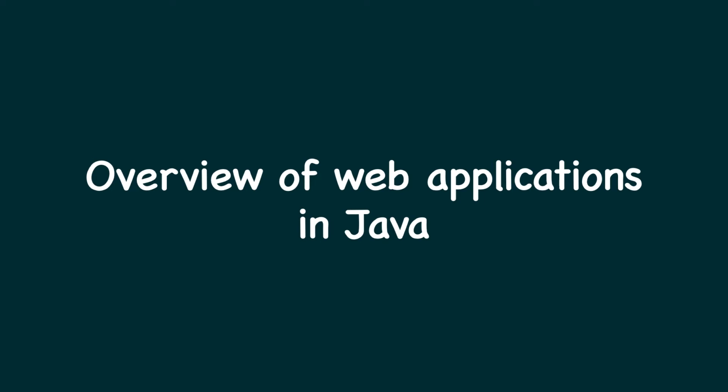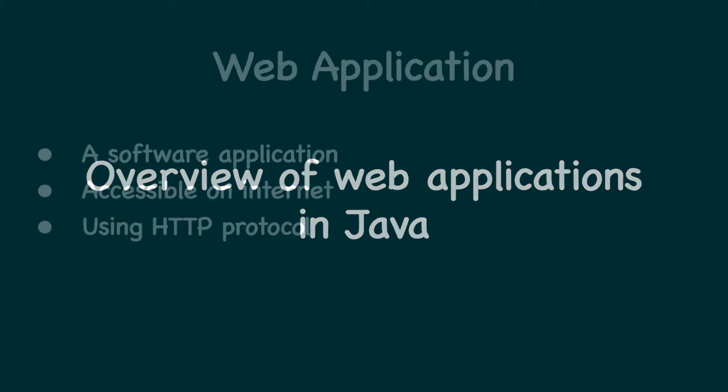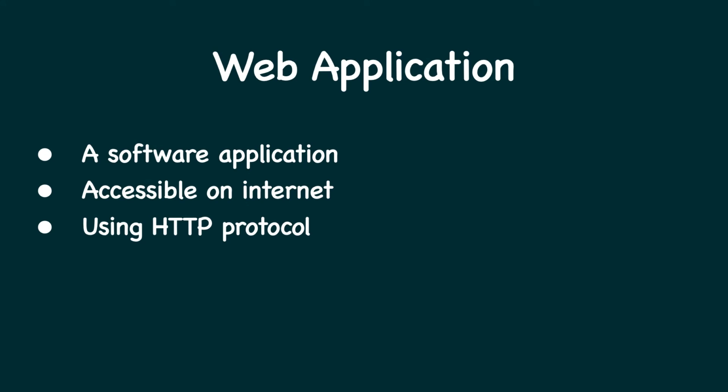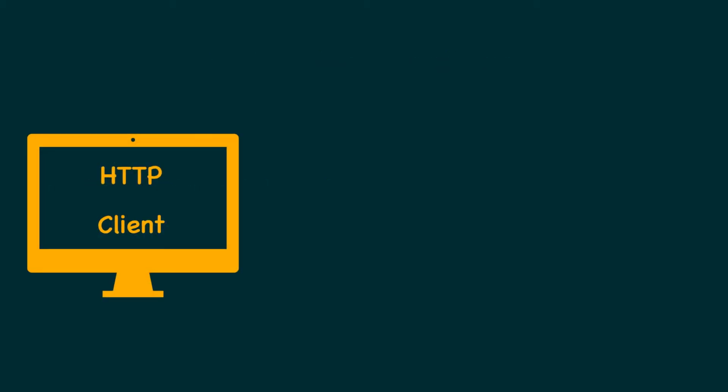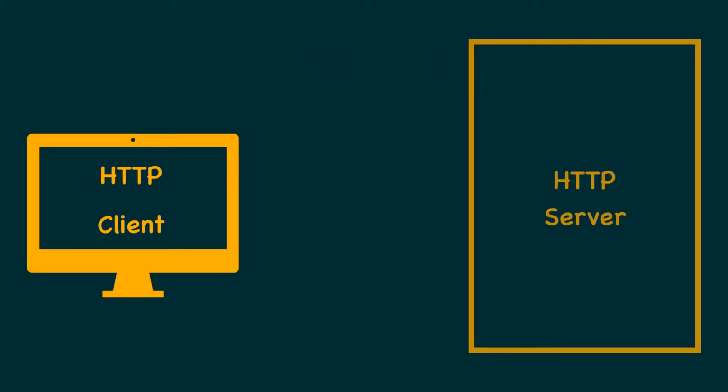In this lecture, let's discuss web applications in general and how we do that in Java in specific. A web application is just another software application that can be accessible on the web, which is nothing but the internet. And the internet is accessed via HTTP protocol or HTTPS, and hence this involves an HTTP client and an HTTP server.